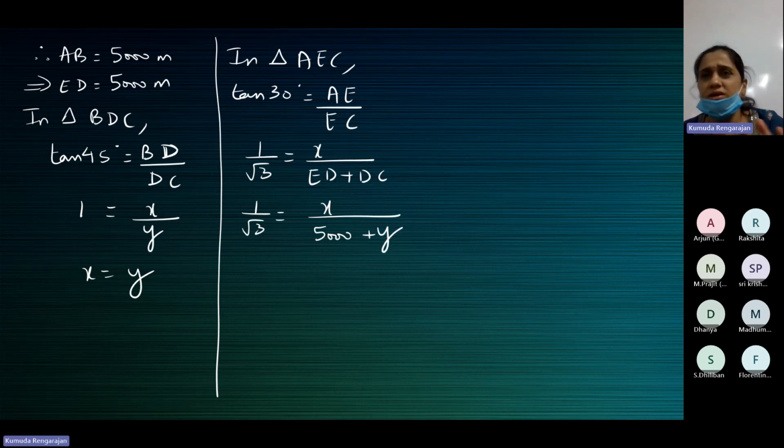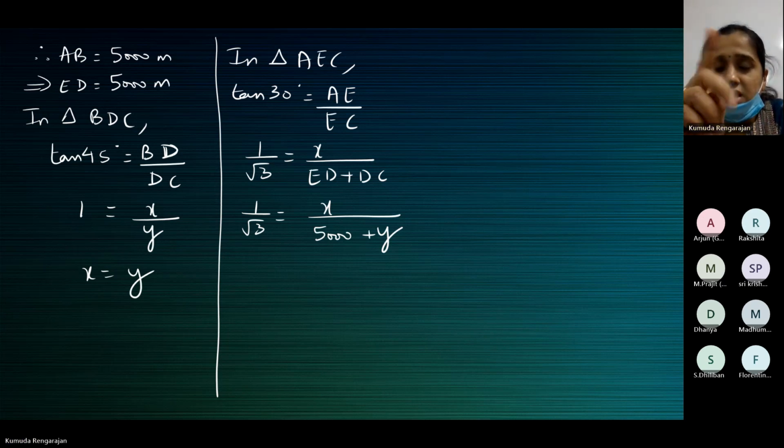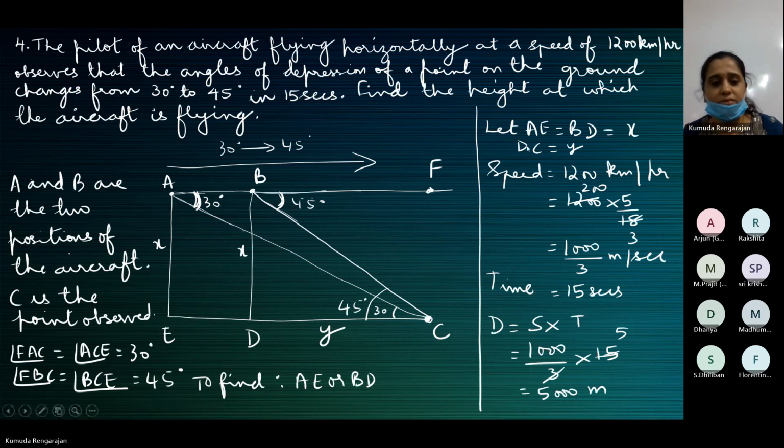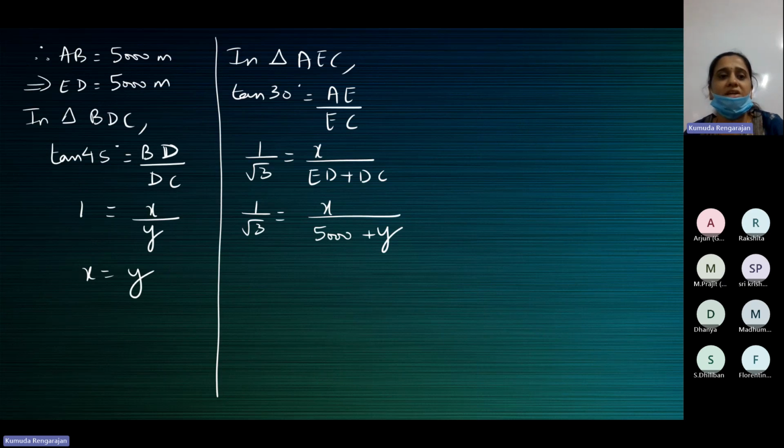No, nothing to get confused. Yes, what is your doubt? Your doubt was only about 5,000. From A to B, A is 30 degrees, B is 45 degrees. A to B is 15 seconds, and the distance AB is 5,000 meters, which is ED on the ground. ED is equal to 5,000. I've written that here, right on top. AB is 5,000, so ED is 5,000.